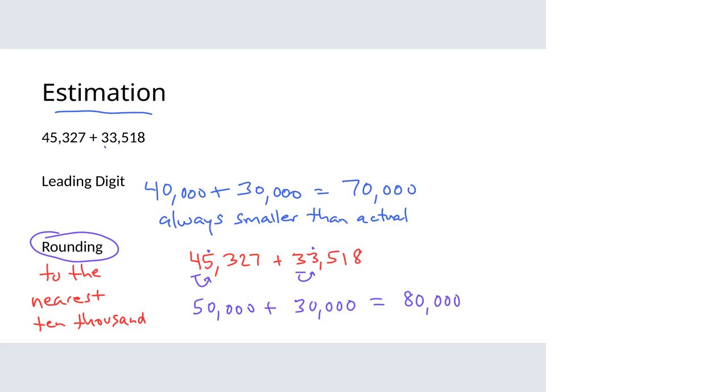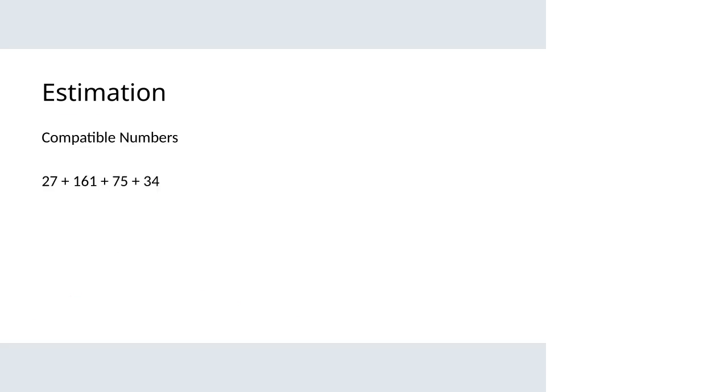Last thing I want to talk about as far as addition's concerned are compatible numbers. Again, it's a way to come up with an estimate for an addition problem. With compatible numbers, we look for things that point us in a certain direction. There's not really hard, fast rules for compatible numbers, but as I look at this, I see the 27 and the 75. Well, those two together is pretty much 100. And then when I look at the 161 and the 34, that's pretty much 200. And so I can add those together and come up with an estimate of 300 when I add all those numbers together.